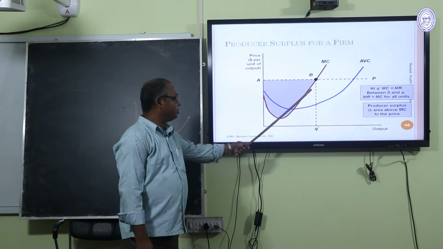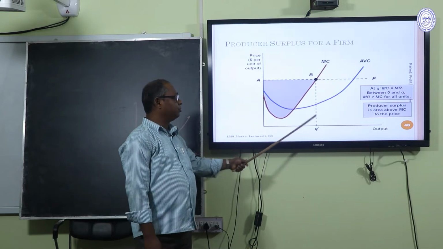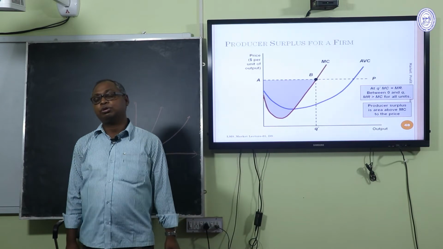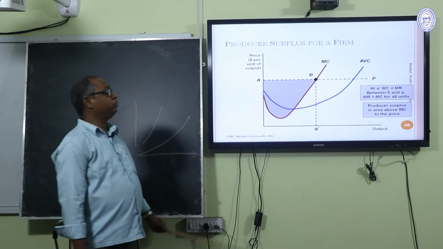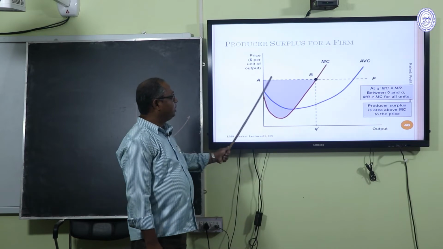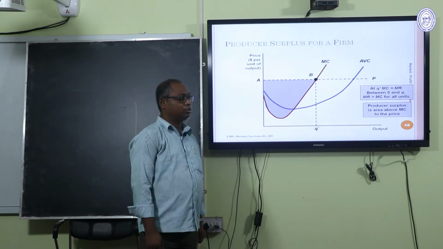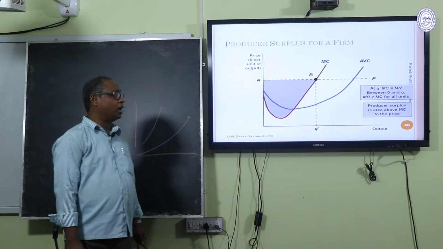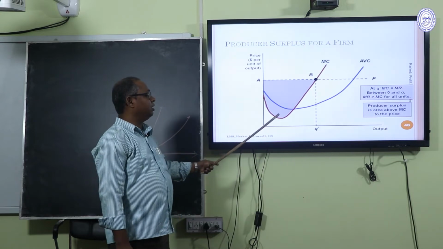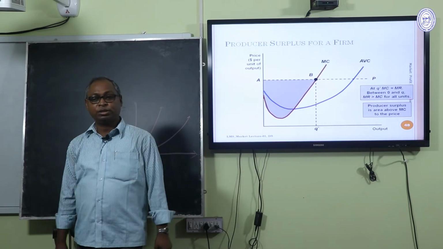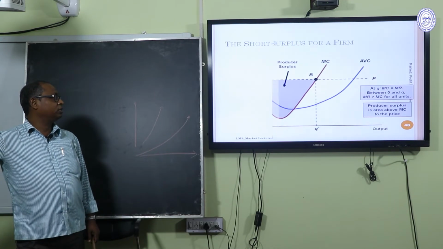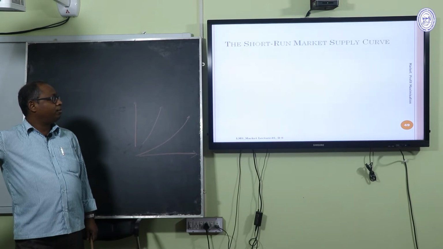So this is the area which is the cost incurred by the firm, and by selling this amount 0 Q star, what will be the amount of revenue? Revenue earned, total revenue, is the total area A, B, 0 Q star. So what is the net amount of surplus? Surplus is nothing but the purple shaded area above the MC curve, which is the producer surplus in the perfectly competitive setup. So this is the producer surplus. Now the short-term market surplus.